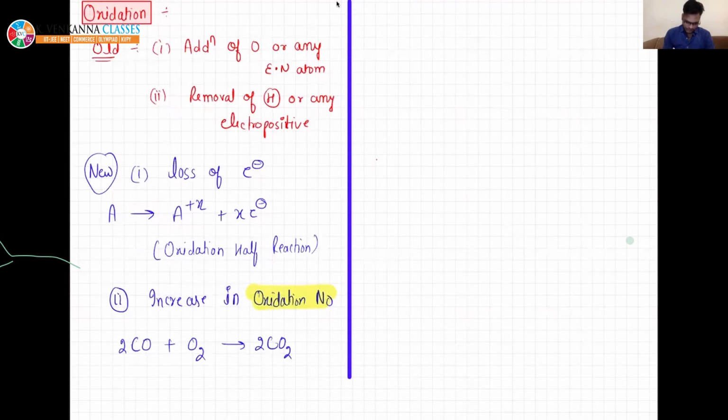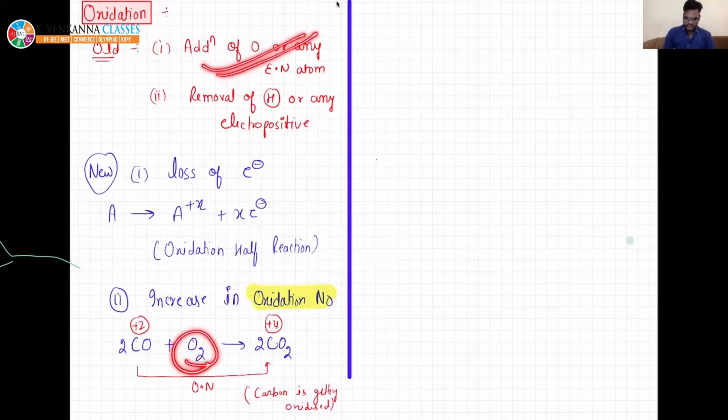So in this case, here it is +2, here it is +4. So you can see the oxidation number of carbon is increasing. So you can say carbon is getting oxidized. It's very simple. You can use this rule also, that oxygen is added. This is oxidation, beta. You should remember this thing: if oxidation number is increasing, it is known as oxidation. Is that okay?